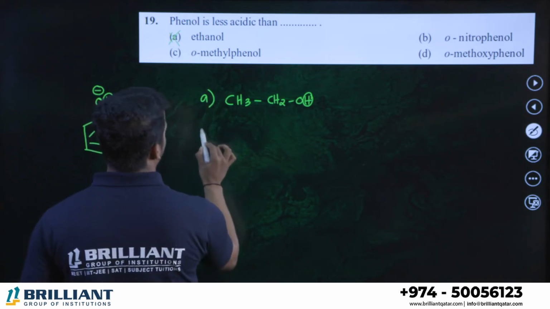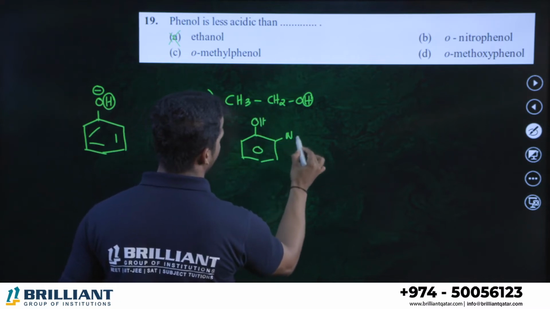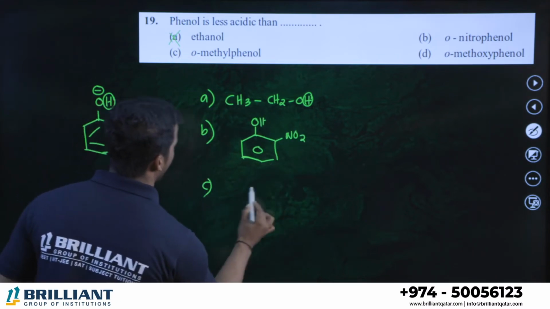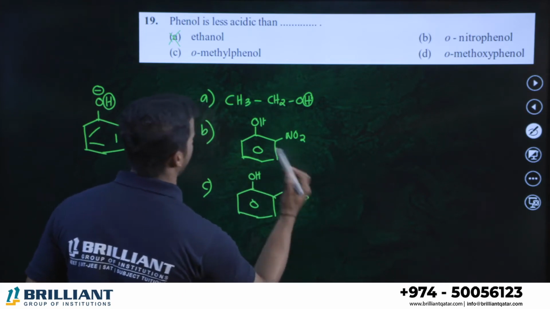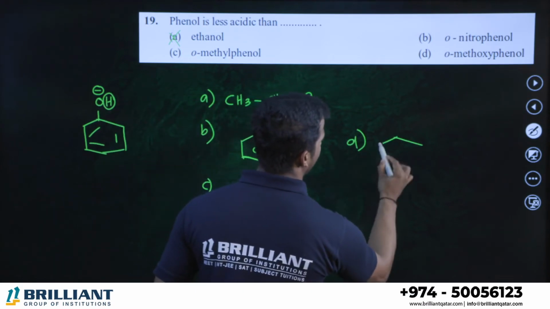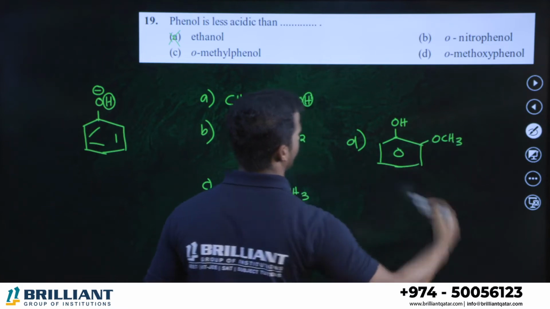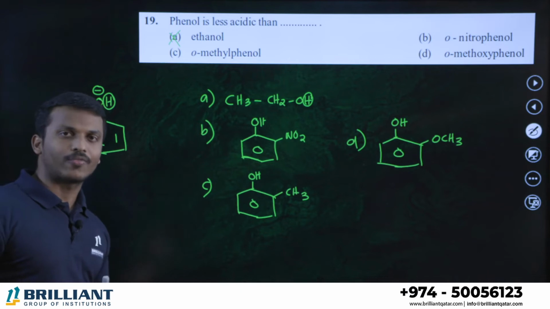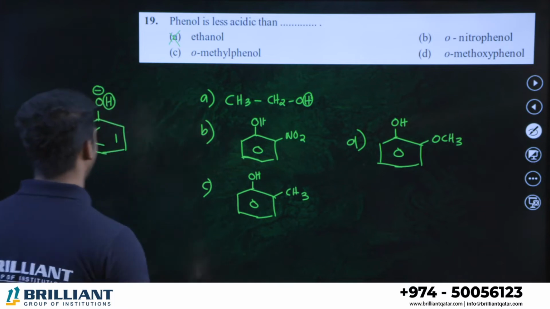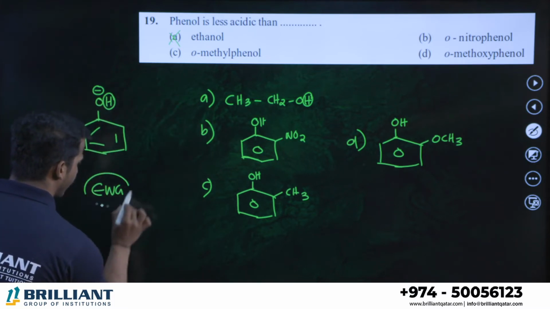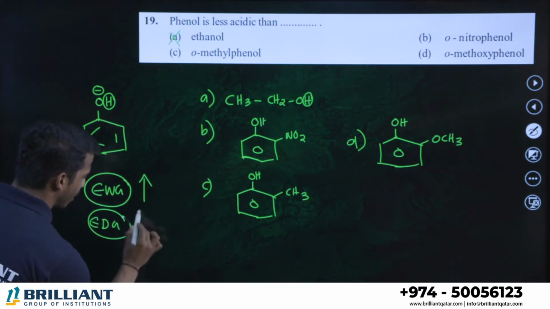So not option A. Option B is given as ortho-nitrophenol. Okay, so there is phenol with a nitro group at the ortho position. Next one, C. Ortho-methylphenol. This is phenol with a methyl group at the ortho position. And option D is ortho-methoxyphenol, with an OCH3 group. You know the major factor affecting acidity? Electron withdrawing group and electron donating group. We studied that electron withdrawing groups increase the acidity. Electron donating groups decrease the acidity.